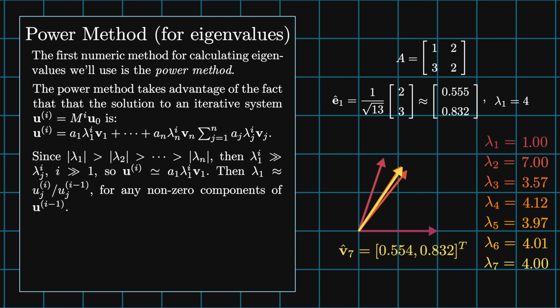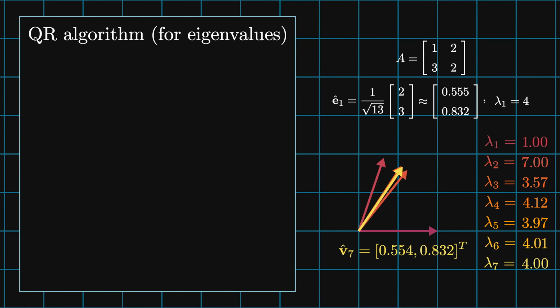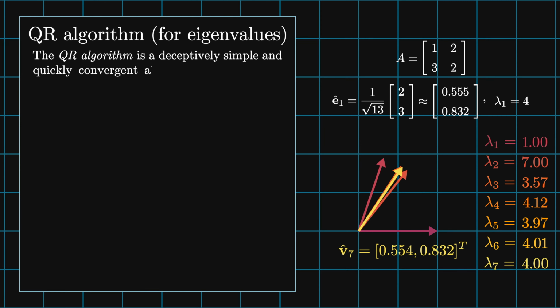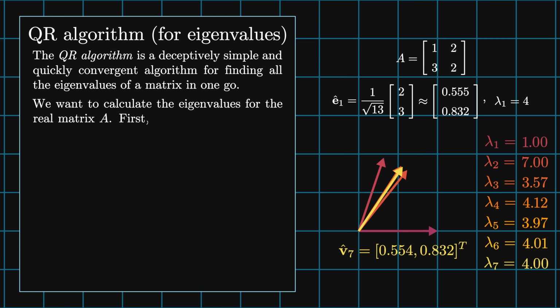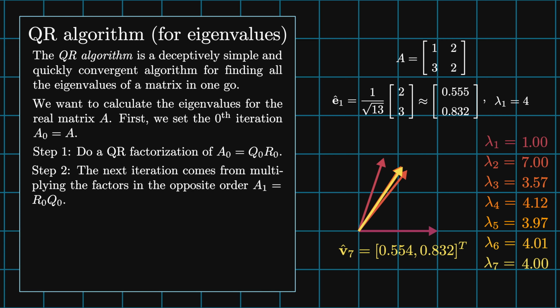Variations of this method can be used to iterate through and solve the whole eigensystem. However, that is computationally very costly and slow. The QR algorithm, on the other hand, is a deceptively simple and quickly converging algorithm for finding all eigenvalues for a given matrix in one go. To calculate the eigenvalues for A, let's set the 0th iteration to A. Then we do a QR factorization of A0, so that A0 equals Q0 R0. The next step in the iteration is multiplying those factors together, but in the opposite order. So A1 equals R0 Q0.